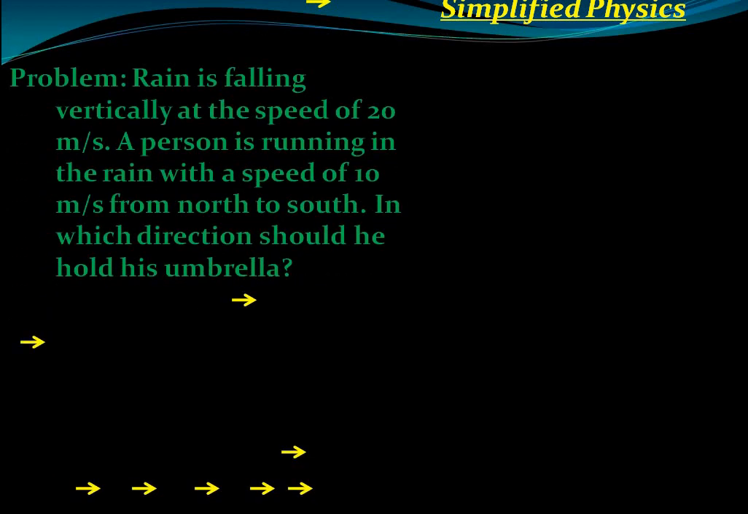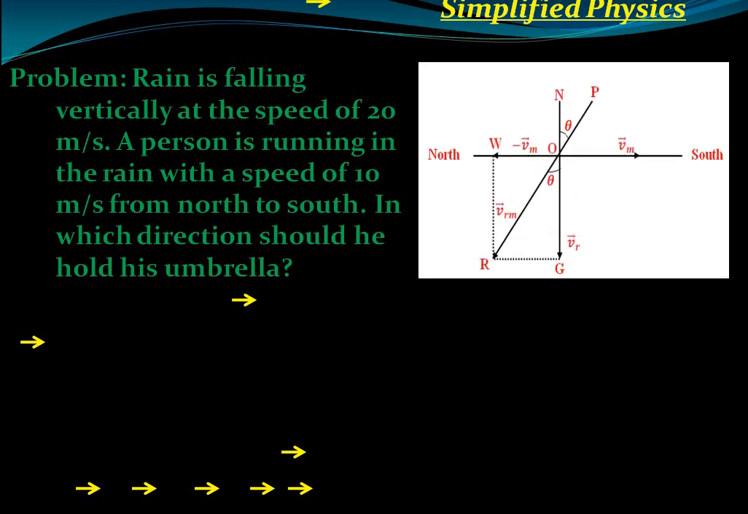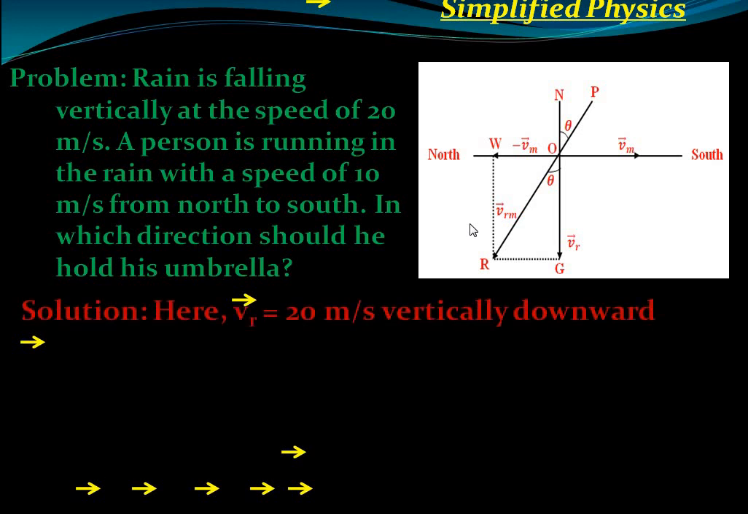Let's see a problem related to this application. Rain is falling vertically at the speed of 20 meter per second. A person is running in the rain with the speed of 10 meter per second from north to south. In which direction should he hold his umbrella? Rain is falling vertically downward with a velocity Vr equals 20 meter per second, and the man is running due south, north to south, with the speed Vm equals 10 meter per second.